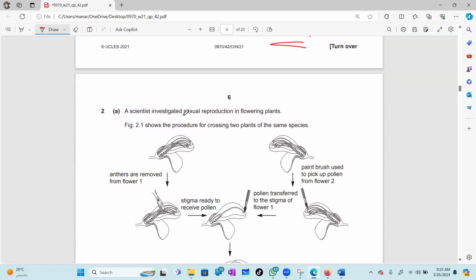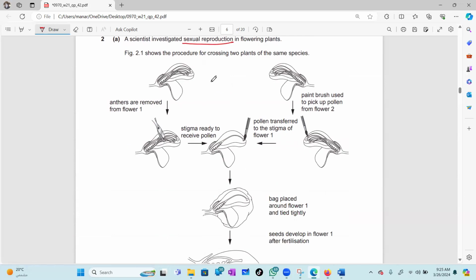Now, number 2. A scientist investigated sexual reproduction in flowering plants. Figure 1.2 shows the procedure for crossing 2 plants of the same species. You have to always look at the diagram. They did not waste a whole page here for no reason. There is definitely a reason. So the anthers are removed from flower 1, and then the stigma is ready to receive the pollen. They took the anthers from the male, and then they brushed it on the stigma. If you can see, the pollen has been transferred to the stigma of flower 1.